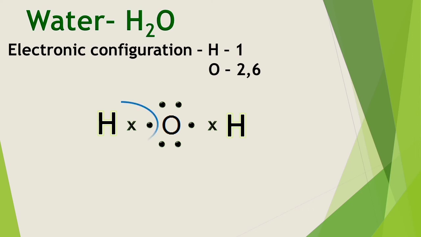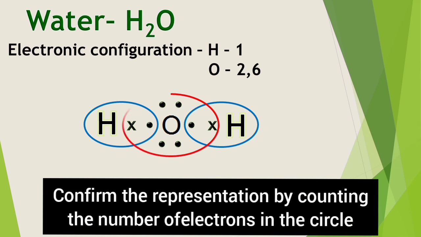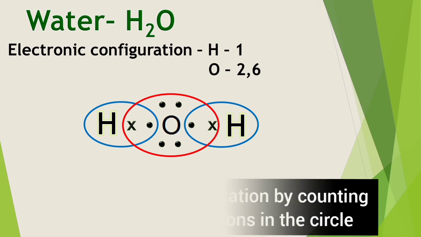Now let's complete the octet of hydrogen. We know that hydrogen has only 1 shell, so it requires only 1 more electron. So first let's complete the octet rule for both hydrogens. You can see that oxygen has shared 1 electron with hydrogen. Similarly, oxygen has shared 1 more electron with the other hydrogen. So when electrons are shared equally and mutually, oxygen will also receive 1 electron from each hydrogen to complete its octet. Now let's try to draw the structural formula for water.